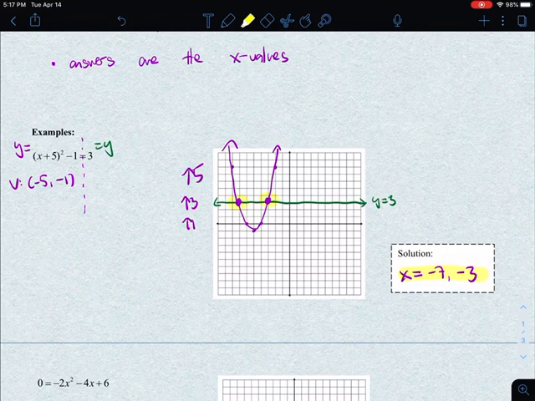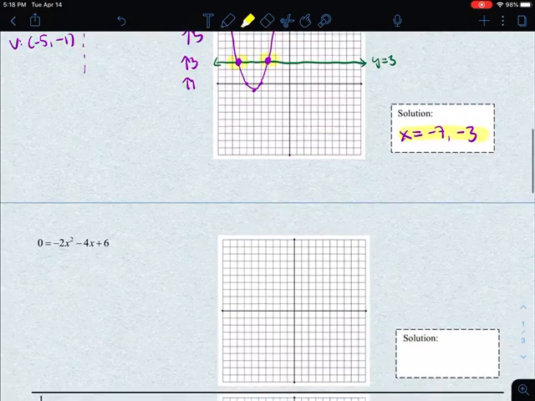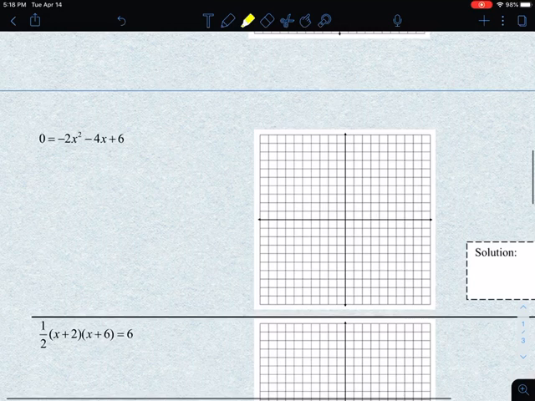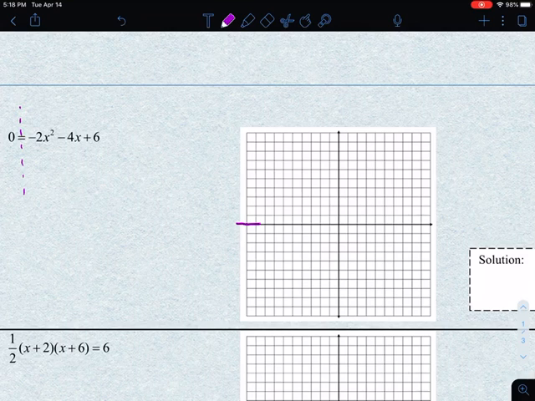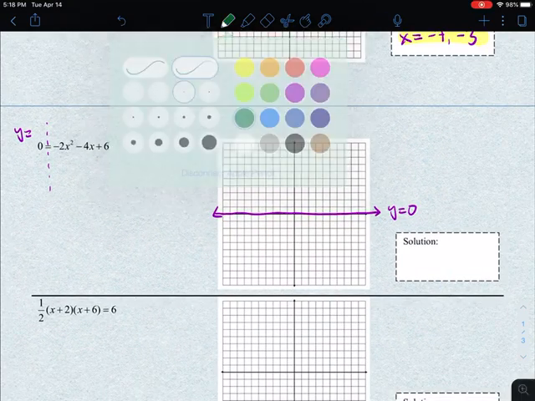Okay, so just like before, with the absolute value equations, the steps are all the same, except now we're dealing with quadratics. So let's try a couple more just for practice. Again, I'm going to break apart into two sides. We have y equals 0 on this side, and let me graph that first. That's just going to be my x-axis, y equals 0.